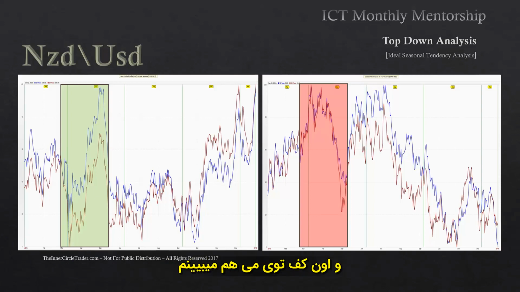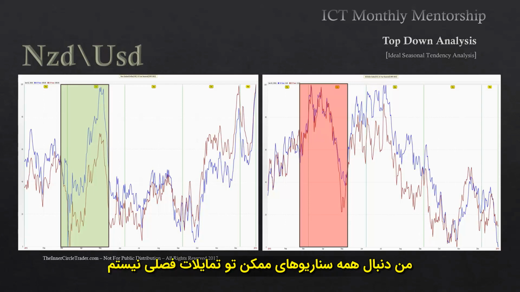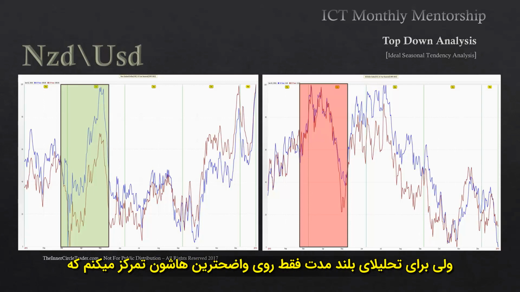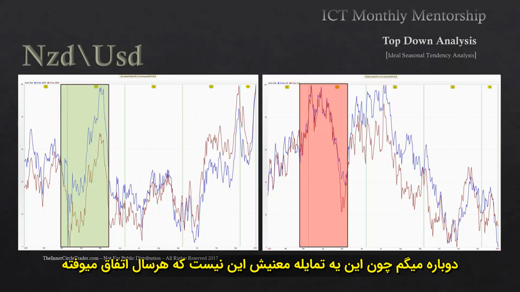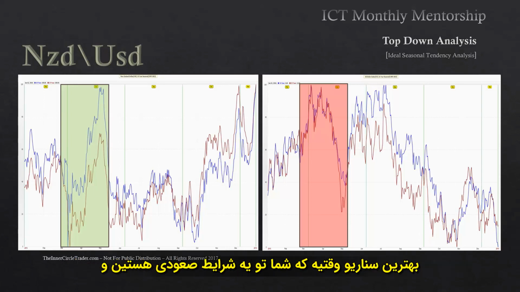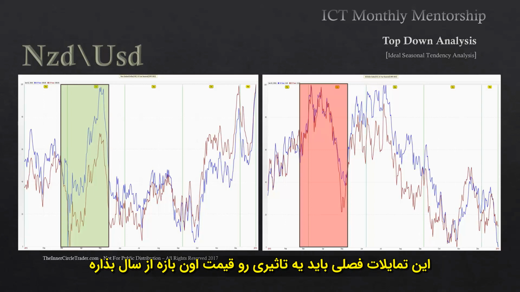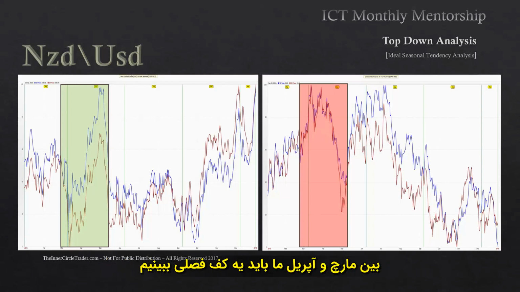Now, these are only focusing on the highest ideal long-term setups. I'm not looking for every possible scenario for a seasonal play, but for long-term analysis, we're focusing only on the most obvious ones that jump off the chart and have historical data to support them. And again, because it's a tendency, it doesn't mean it's going to happen every single year. So the best scenario would be when you're in a bullish condition and you're seeing underlying bullishness for the New Zealand dollar, this seasonal tendency should have an effect on price that time of year. Between March and April, we should be seeing a seasonal low, and for a couple of months you see a rally up into around May.